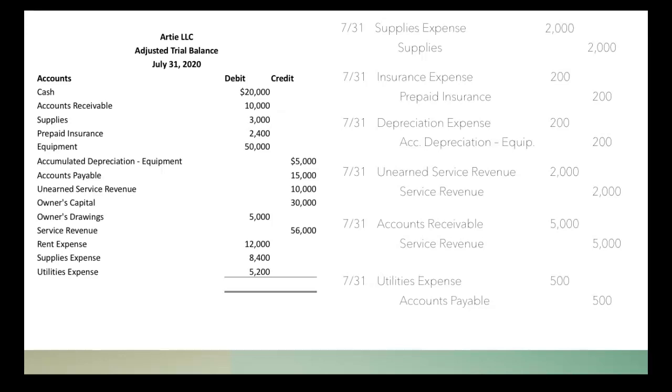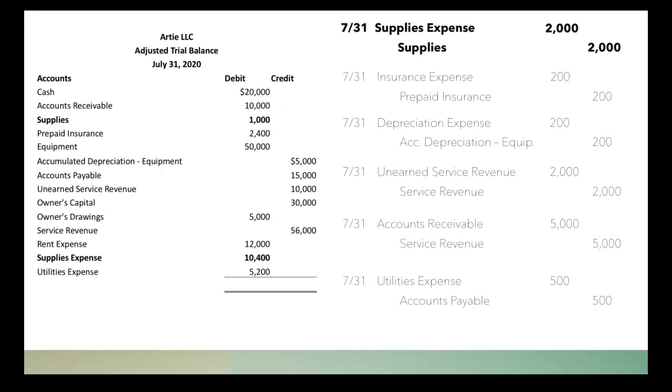So we'll go step by step here. So we'll take a look at our first entry. So supplies expense and supplies. So we have to increase our supplies expense by 2,000. So if you'll notice, it was 8,400 and now it's 10,400 because we're increasing it by 2,000. And then our supplies, those were 3,000, and then we decrease them to just 1,000 because we only had $1,000 of supplies on hand.